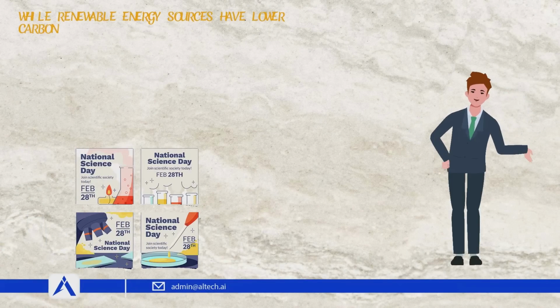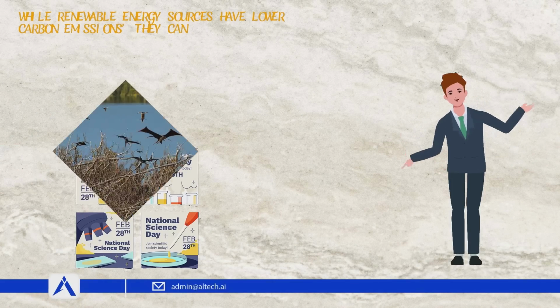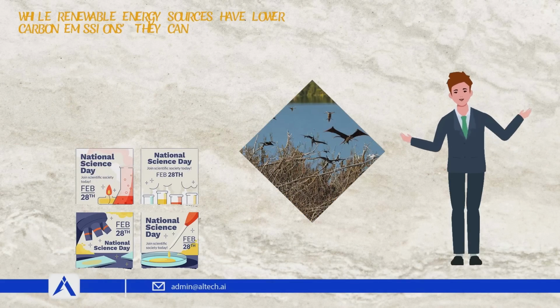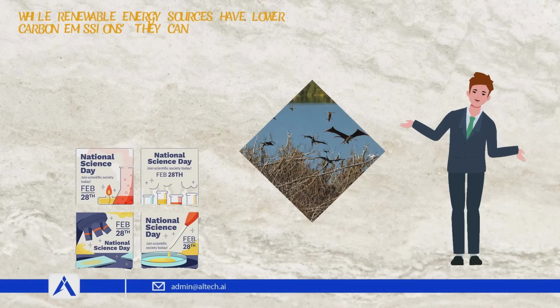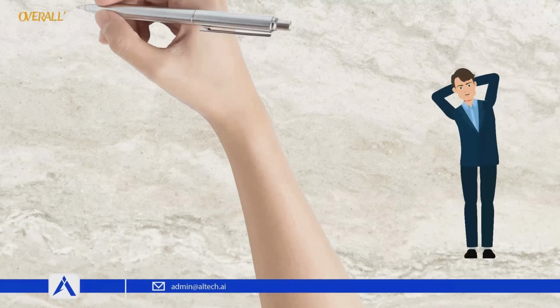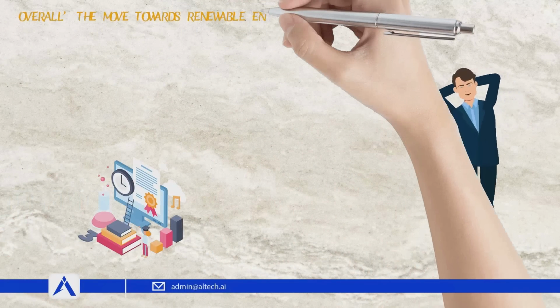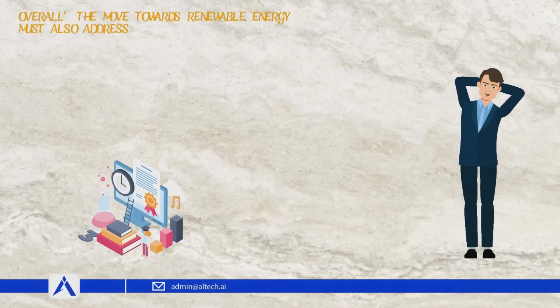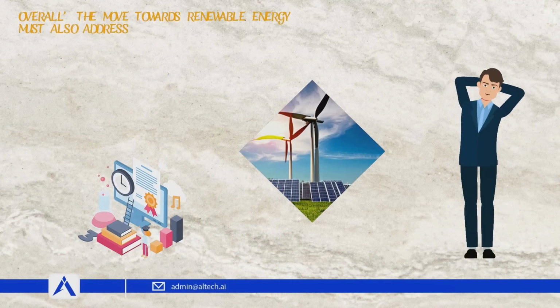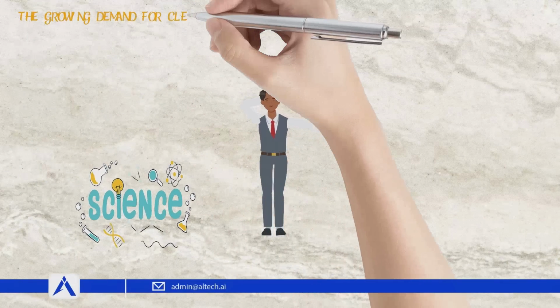The ethical issues surrounding renewable energy must also consider the impact on wildlife and ecosystems. While renewable energy sources have lower carbon emissions, they can still have negative effects on local environments, such as the impact on migrating birds and bats. Overall, the move towards renewable energy must also address these ethical and social considerations if we are to create a truly sustainable and just world.